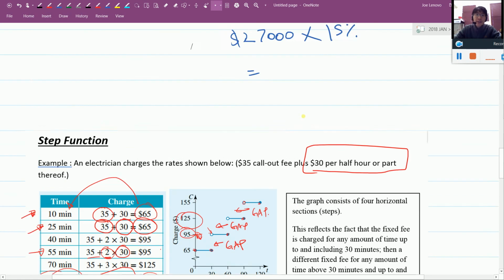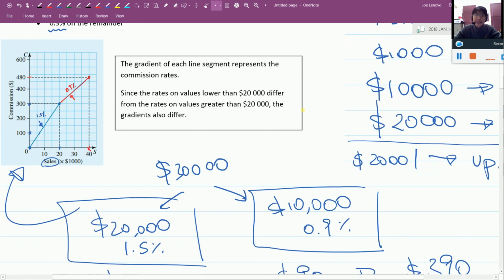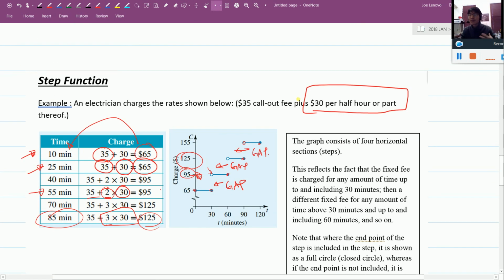Step functions as well as line segments, we have different types of graph. Still a straight line, and that straight line shows you different functions. I think that's pretty much about the step function and line segments. So it will be a short session. Have a look at the questions I put online, and give it a go. Okay, thank you. Bye.